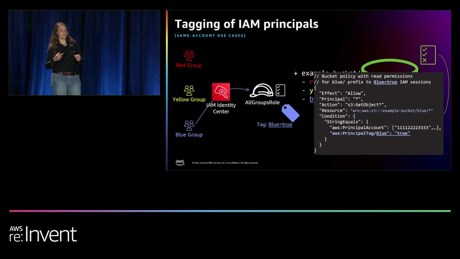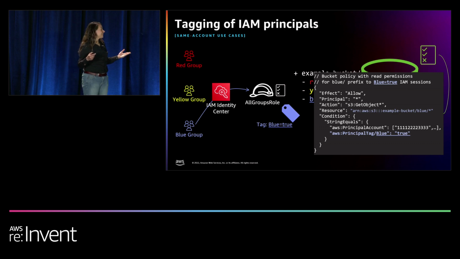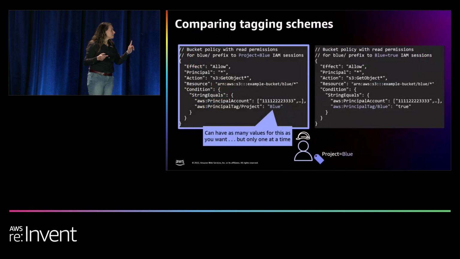You could do it a little bit differently, though. And so this is a scheme worth considering if you need these combinatoric patterns, and you're a good match for a tagging use case. Instead of doing project equals Blue, you could do Blue equals true. Now, you still get a virtually unlimited number of project colors here. But the limit here that you would need to think about is, well, we'll look at this.